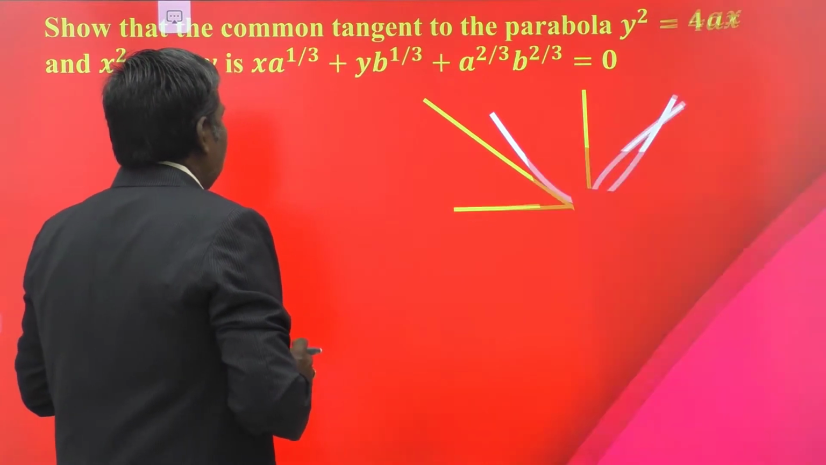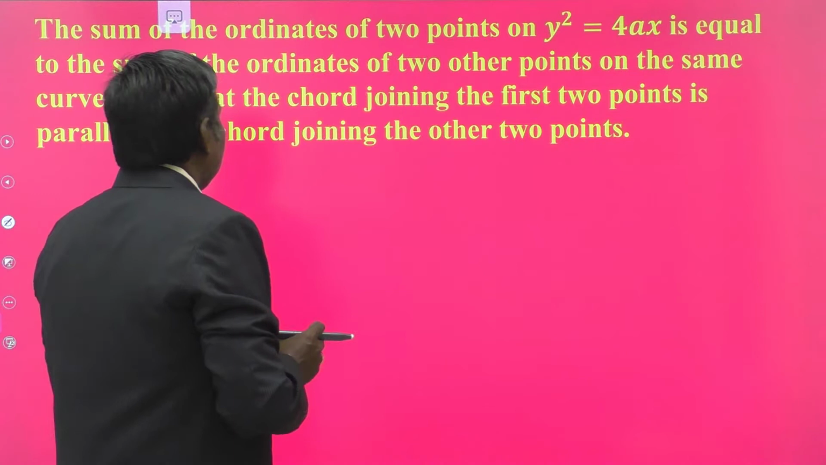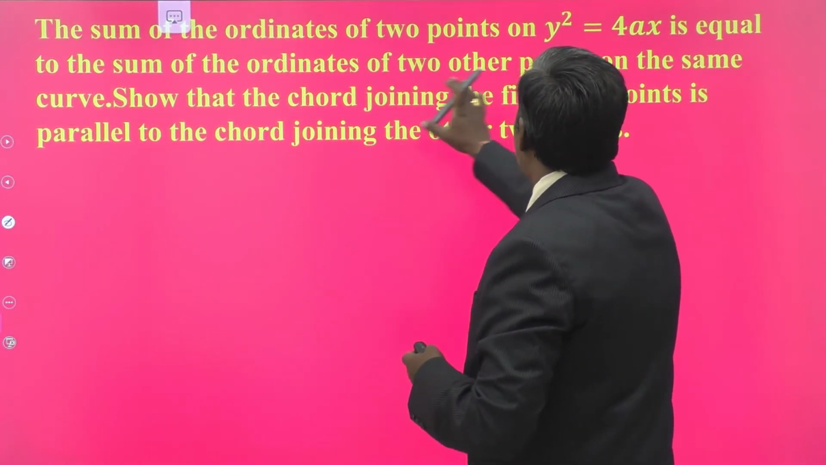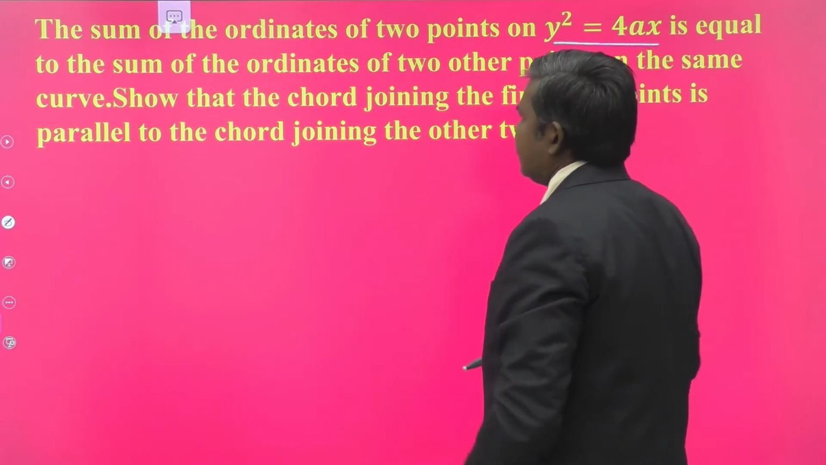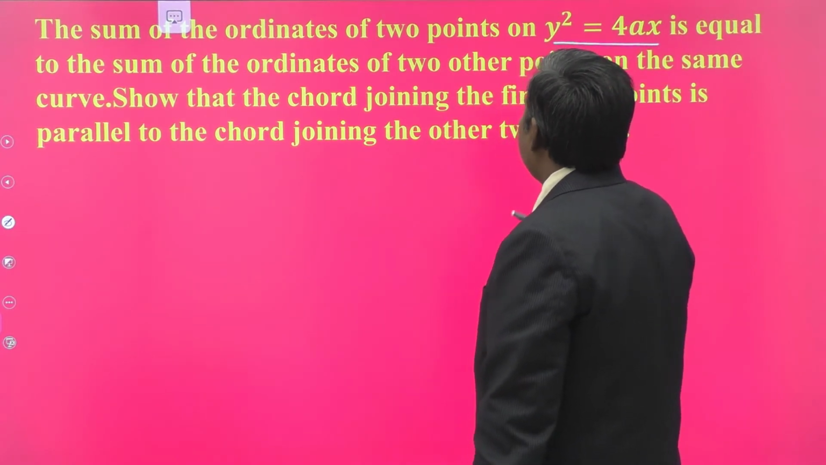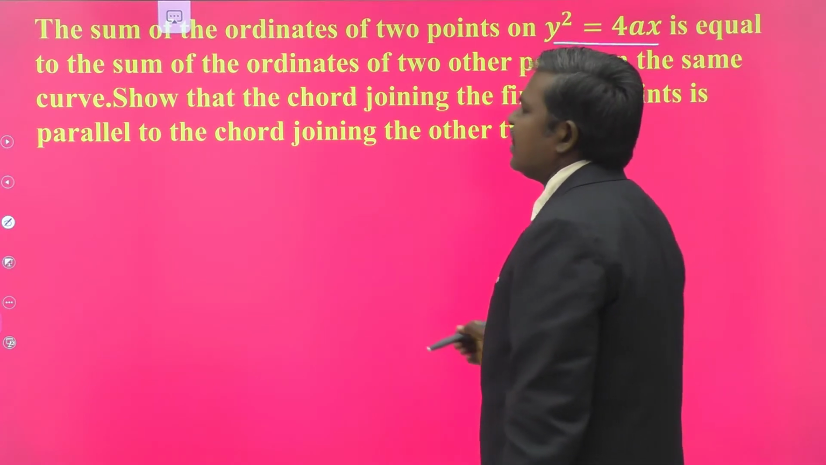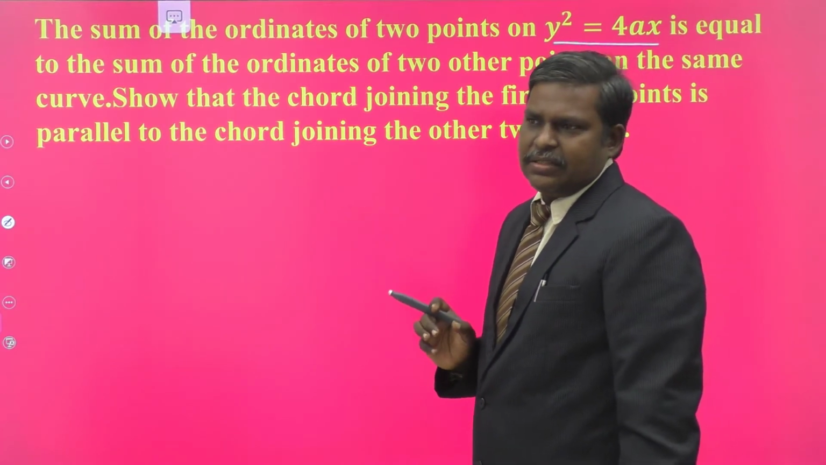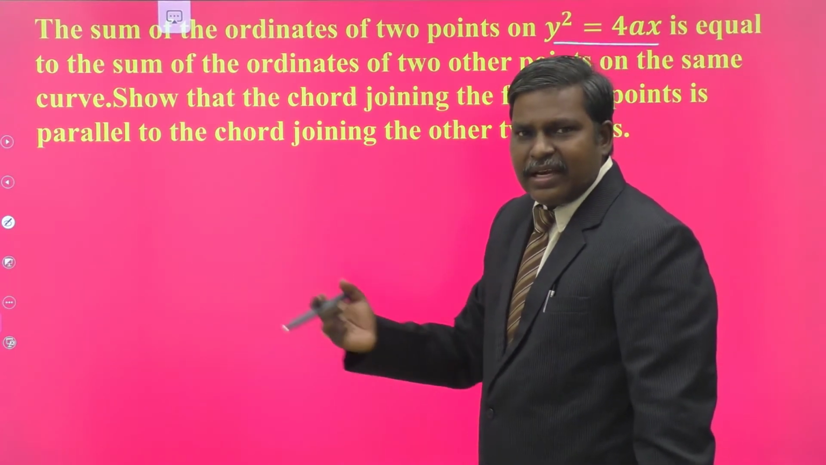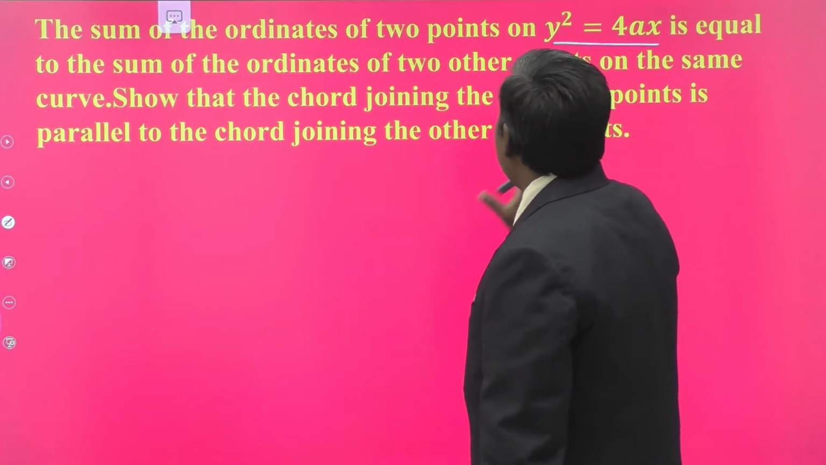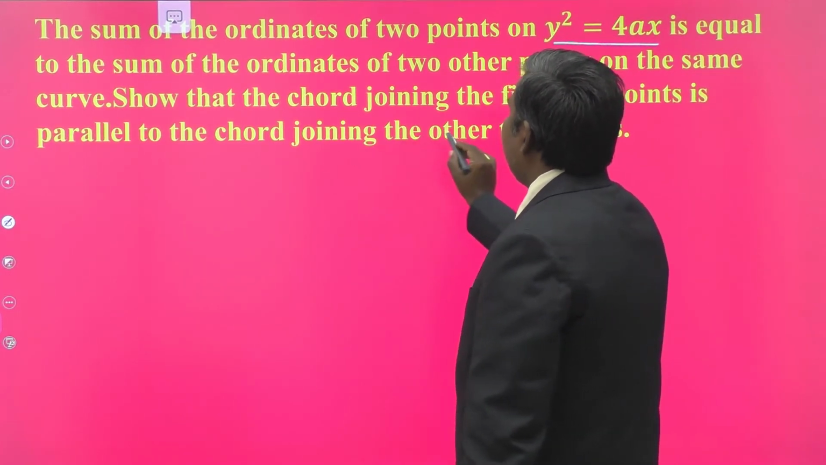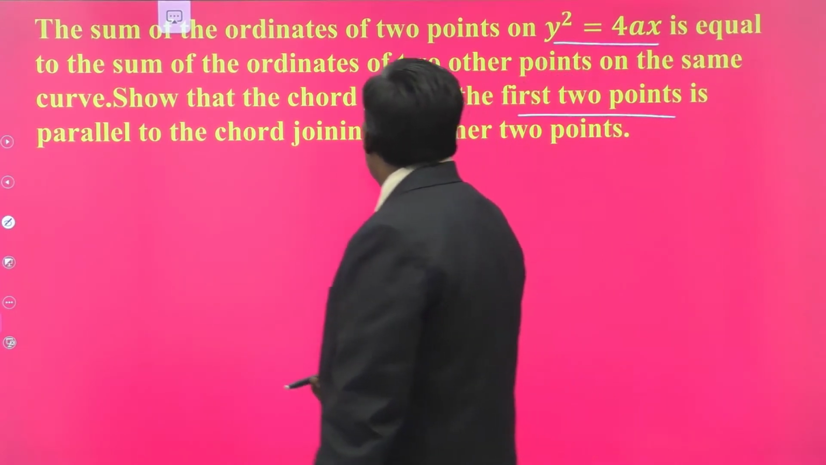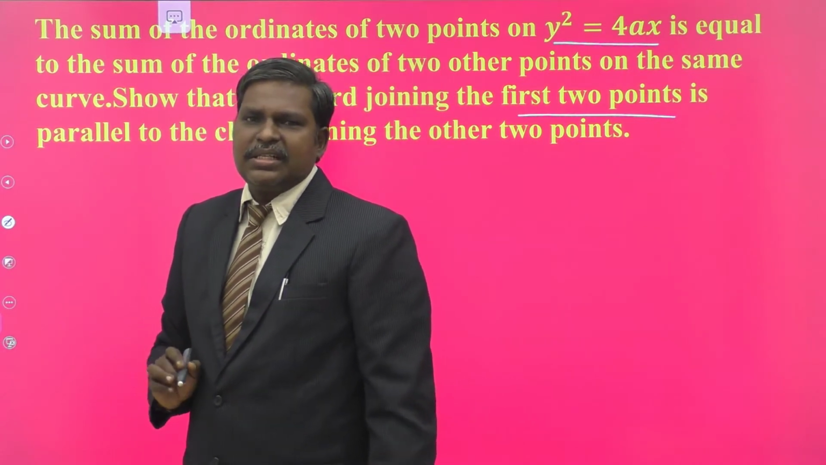Now let us see the next problem. This is the question, a very simple question. The sum of ordinates of 2 points on y square equal to 4ax is equal to the sum of the ordinates of 2 other points on the same curve. Take any 2 points, find their sum of ordinates. Take another 2 points, find their sum of ordinates. If they are equal, then we have to show that the chord joining the first 2 points is parallel to the chord joining the other 2 points. That is the simple thing.